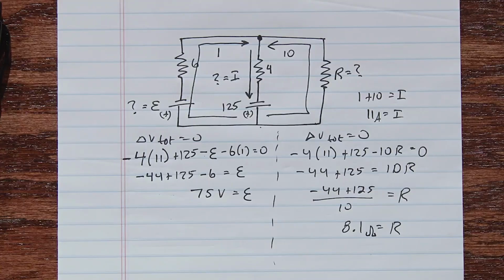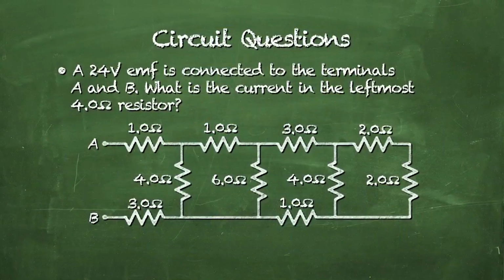Let's work one more example. This is going to be a long one because it's going to have a lot of unknowns in it. It's going to have a lot of branches in the circuit, but we're going to approach it systematically using our Kirchhoff's laws as our starting equations. A 24-volt EMF is connected to the terminals A and B in the circuit below. What is the current in the leftmost 4 ohm resistor? So the leftmost 4 ohm resistor. Go ahead and draw your diagram and think about your approach to this question.